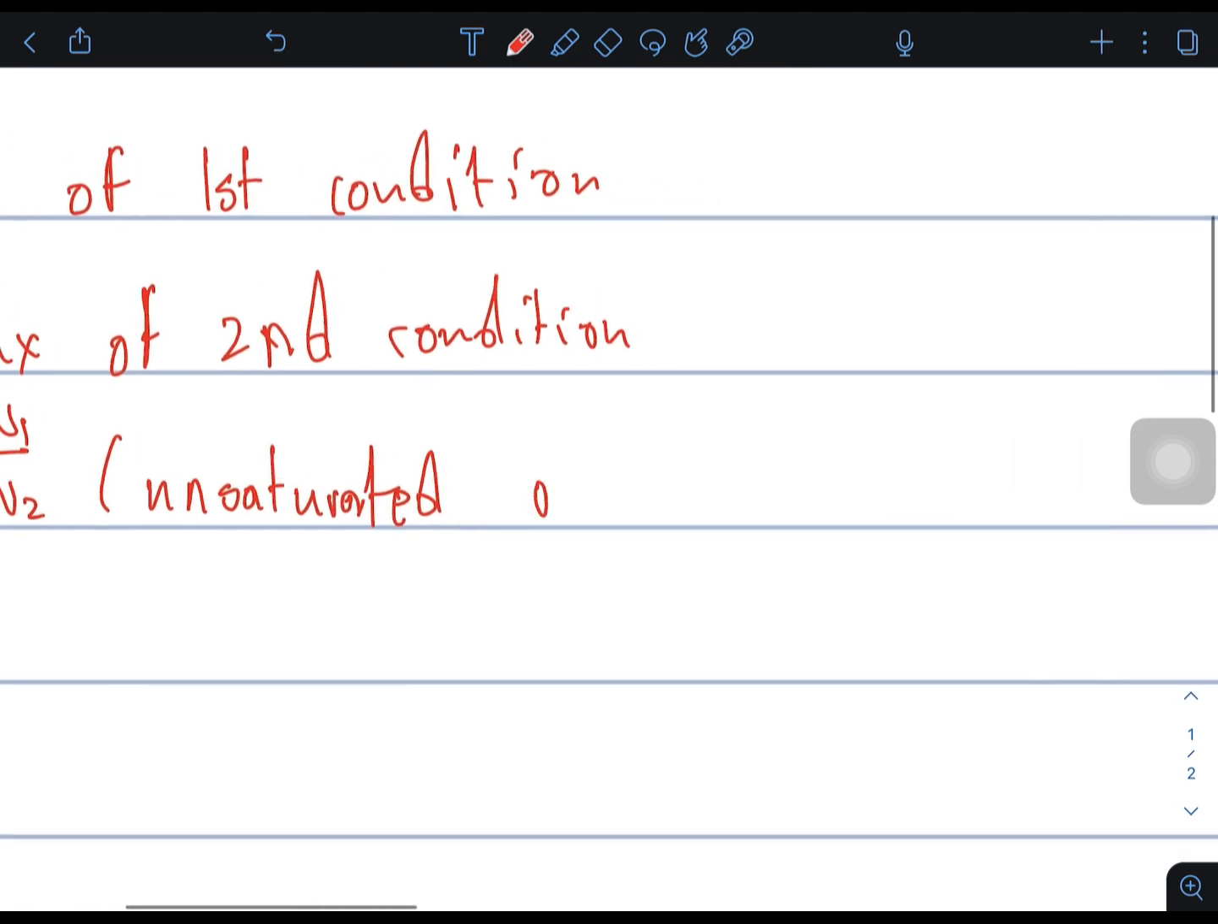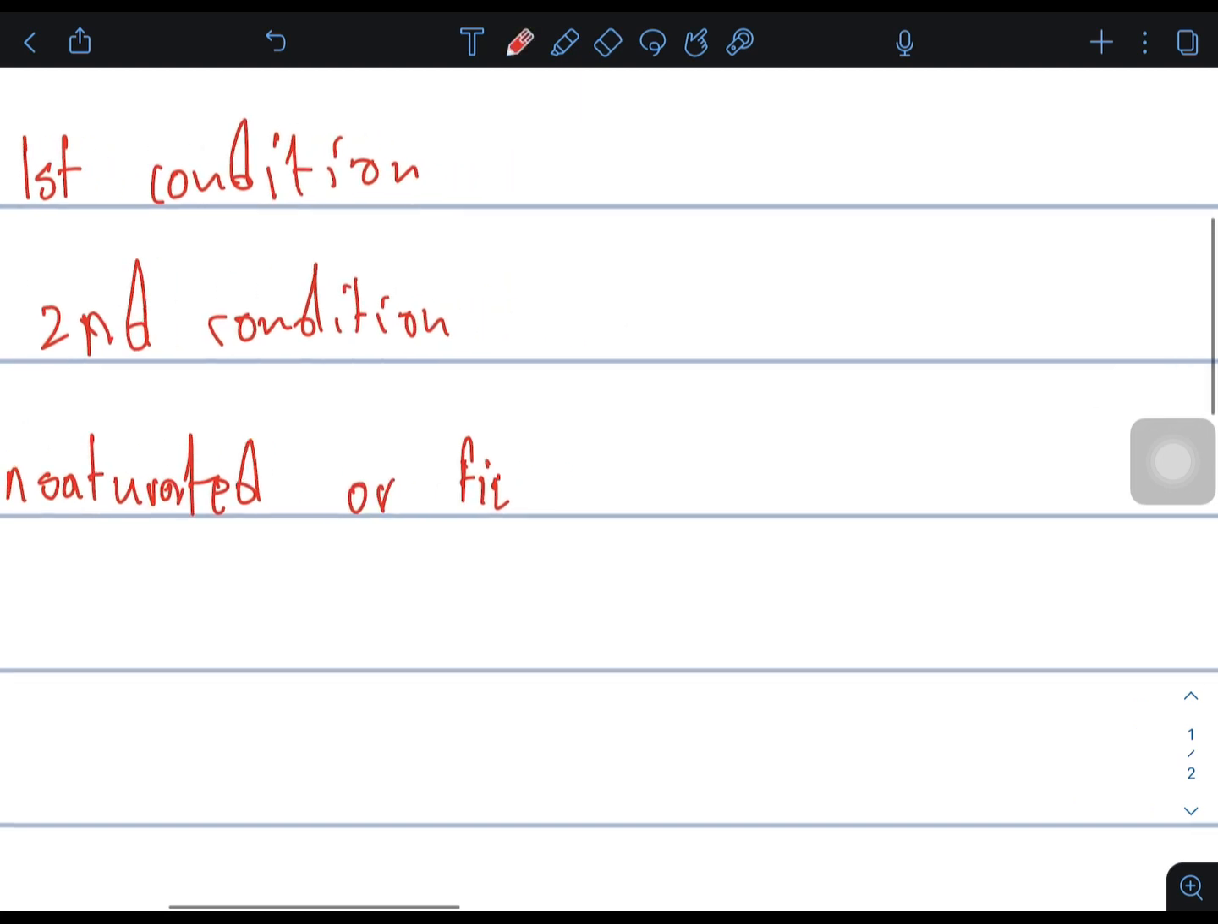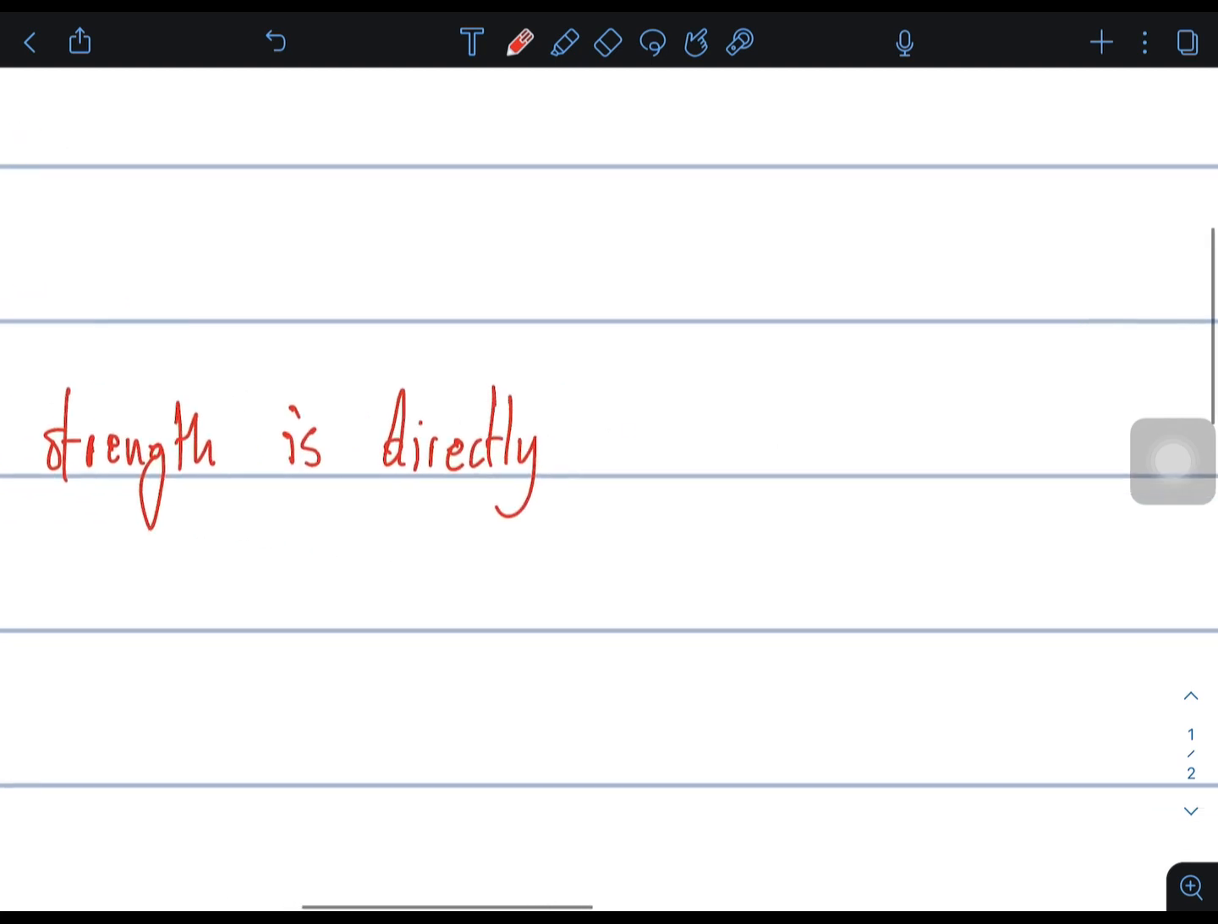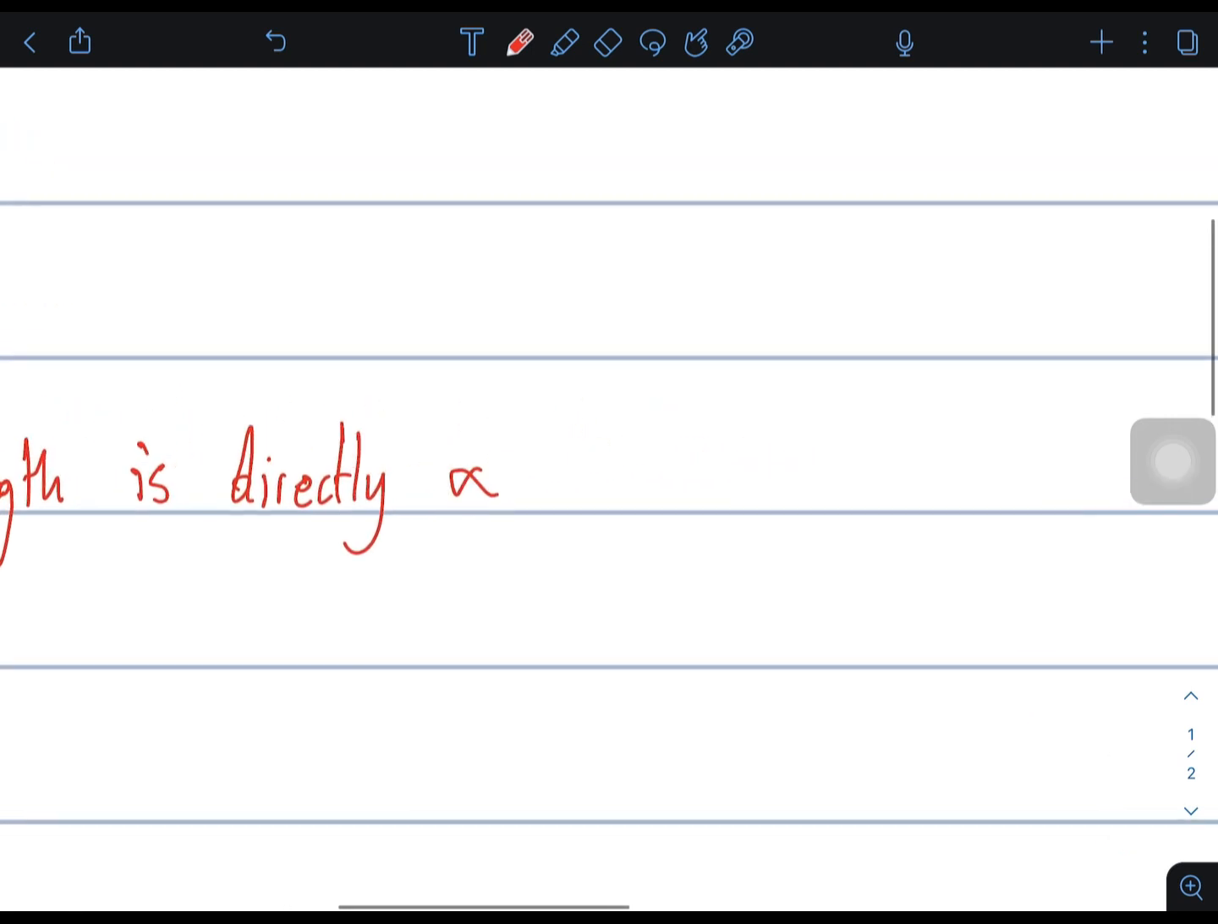Unsaturated means that the field strength is directly proportional to a field current. Okay.